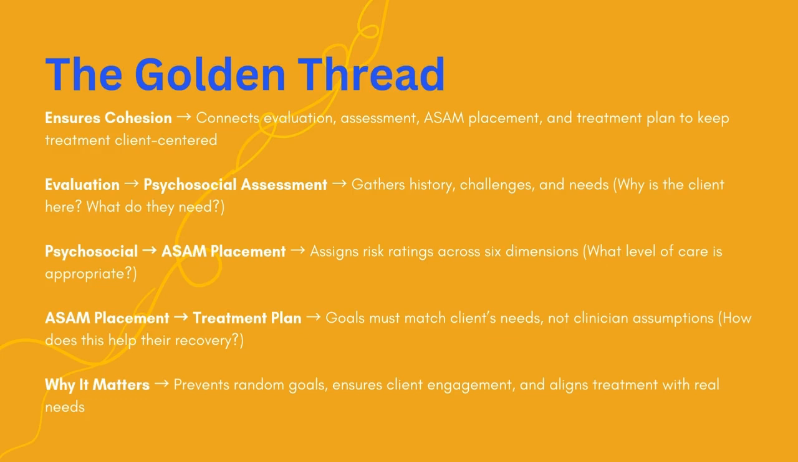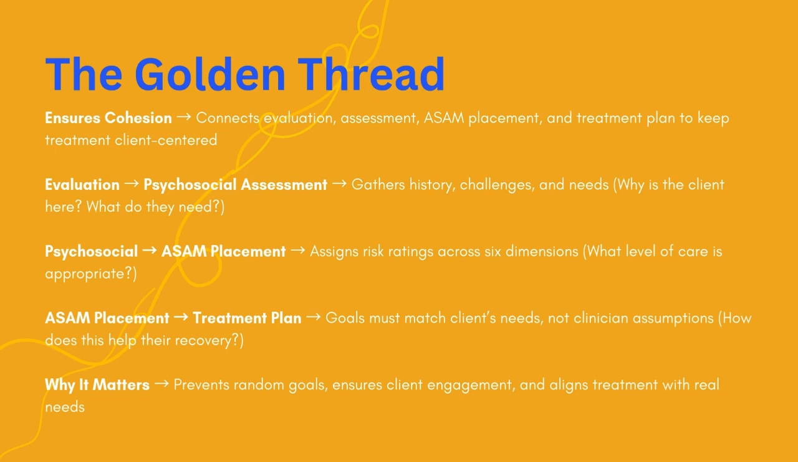And then when we're looking at moving from the ASAM to the treatment plan, once that ASAM placement form is completed, the treatment plan has to align with the identified risks and level of care. And that's where that golden thread is critical. Treatment goals should never come out of nowhere. They should be directly connected to what was identified in the assessment, the psychosocial, and the ASAM. The golden thread ensures that we're not imposing our own ideas of what the client should be working on, but instead we're developing a plan that connects back to the client's needs and goals, addresses the risks and challenges identified in the ASAM dimensions, and provides structured interventions that match the level of care.